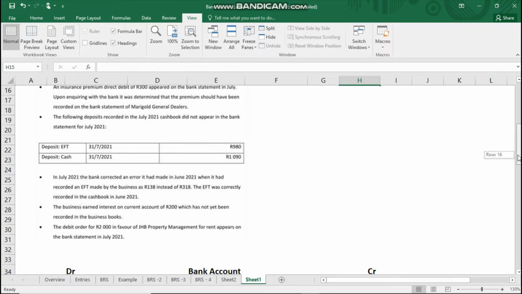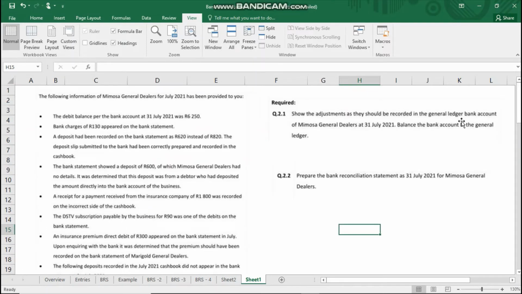So the requirements are, first we need to update the bank ledger and calculate the updated ledger balance, and then we need to create the bank reconciliation statement as at 31st July 2021 for Mimosa General Dealers. So now let's go and calculate the updated bank balance in the general ledger.